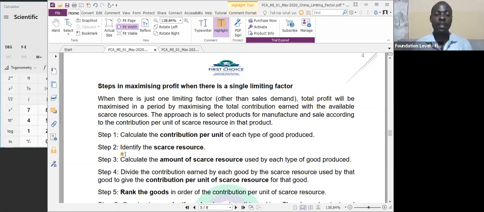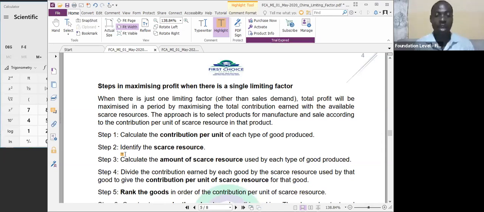What do we mean by ranking? It means we have to assign position. Which one is first? Which one is second? Which one is third? How do we know which one is first? Anyone that has a higher contribution per scarce resource is ranked first. Anyone that has the lowest contribution per scarce resource is ranked last.